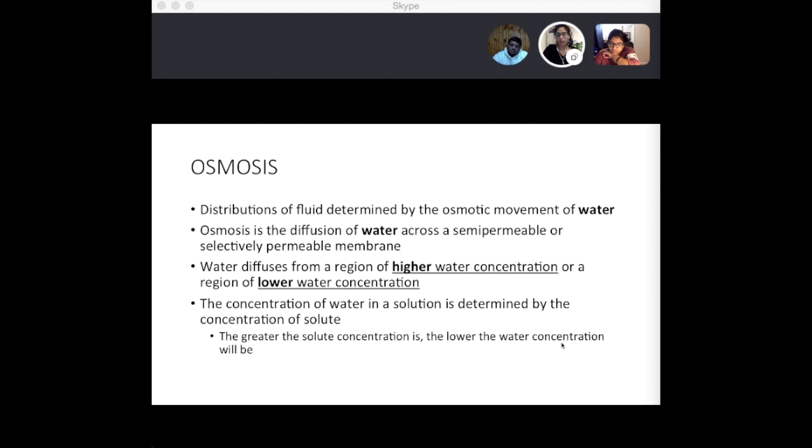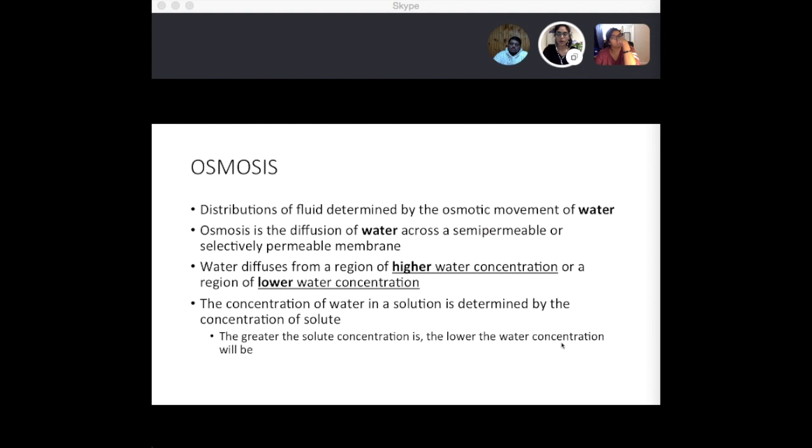Osmosis is the diffusion of water across a membrane, such as a semi-permeable membrane or a selectively permeable membrane. So a key word is the diffusion of water. Now, water diffuses from a region of high water concentration to a region of lower water concentration. So the general rule, as we know, is that high to low is the way diffusion wants to work.